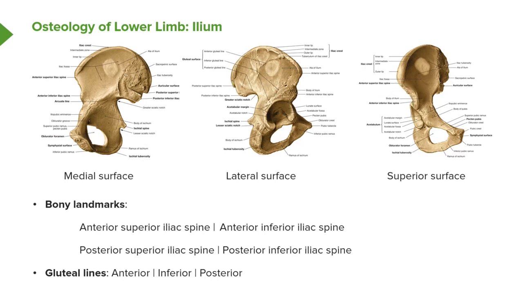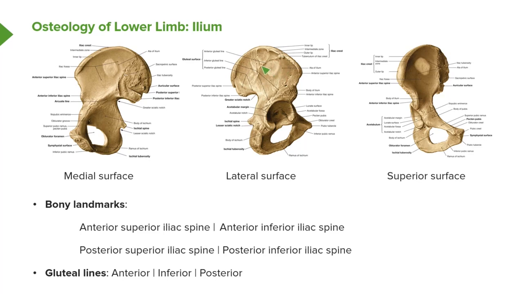If we were to just look at the lateral surface of the ilium, then this is important because it gives rise to attachments for gluteus maximus. And in order to be comfortable with the attachments of gluteus maximus, we need to be aware of some gluteal lines. So here we can see a whole series of gluteal lines, anterior, inferior, and posterior.